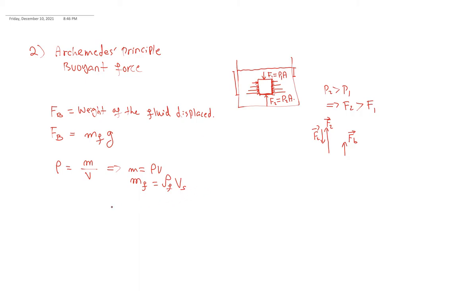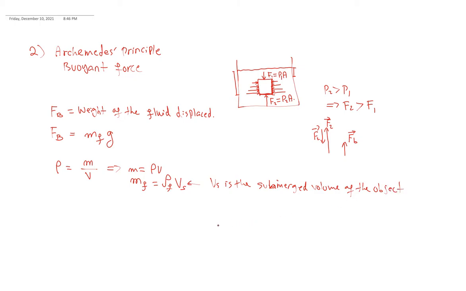Okay, so let me write this down. Vs is the submerged volume of the object.